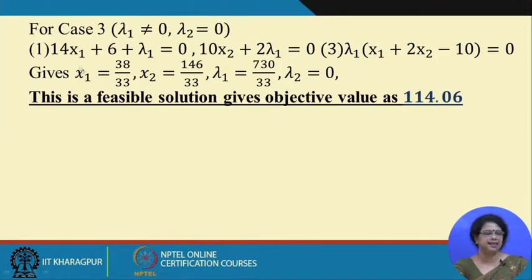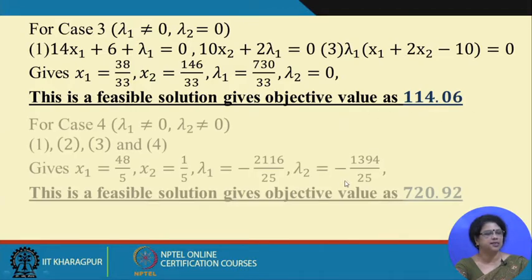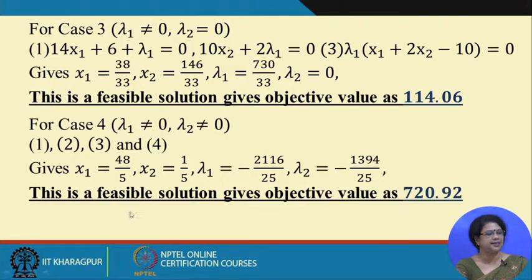Let us see the third case, lambda 1 not equal to 0, lambda 2 equal to 0. If we substitute the values in 1, 2, 3, 4, we could see that x1 is coming this, and from this set we can very nicely check that the non-negativity constraint is satisfied. Thus, we can say that this is a feasible solution, alright. That is why this is the solution. And in the fourth case, we are getting the same, lambda 1 not equal to 0, lambda 2 not equal to 0, and we are getting this.